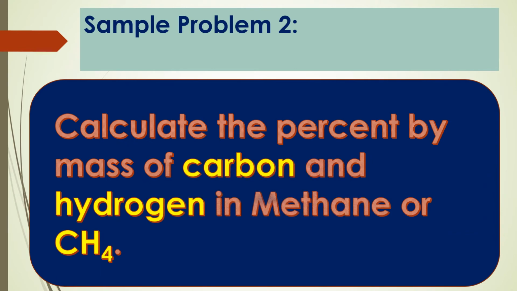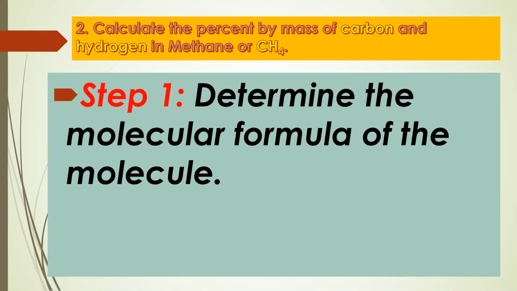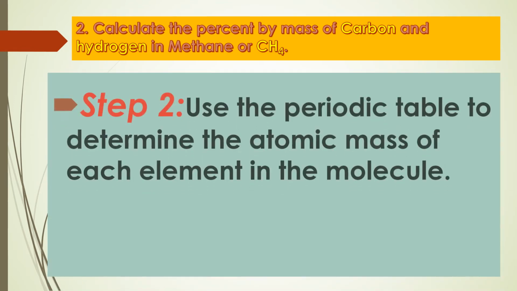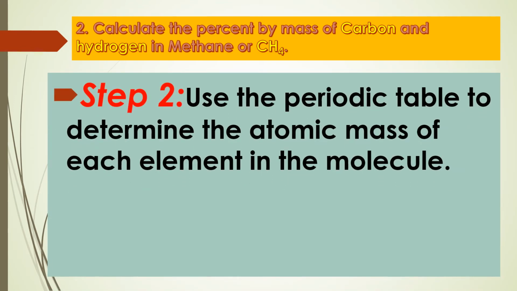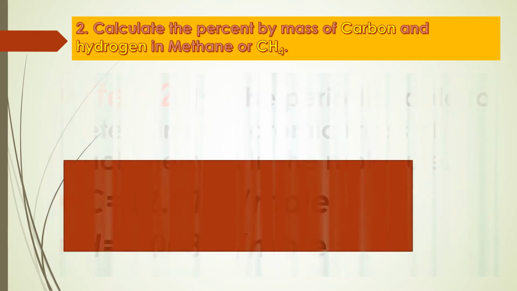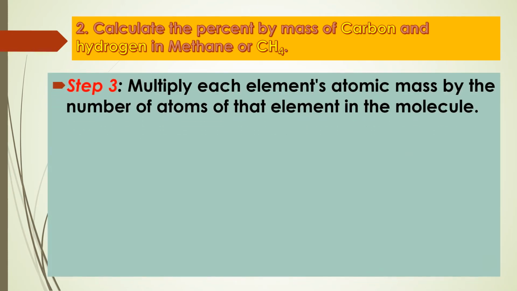Sample problem 2. Calculate the percent by mass of carbon and hydrogen in methane or CH4. Step 1. Determine the formula of the molecule. Step 2. Use the periodic table to determine the atomic mass of each element in the molecule. Step 3. Multiply each element's atomic mass by the number of atoms of that element in the molecule.